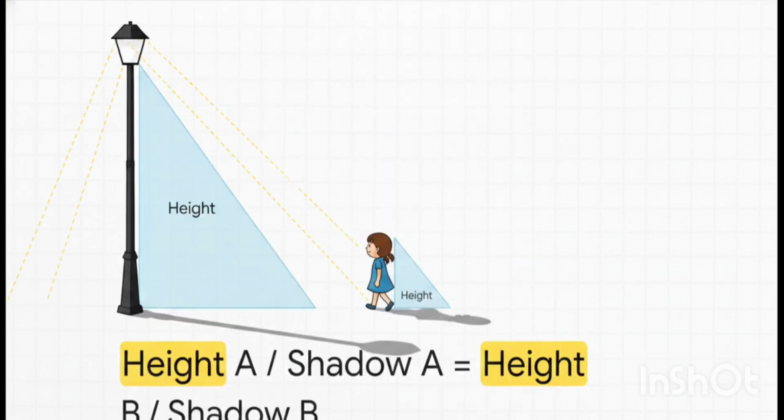Because here is the truly brilliant part. The sun's rays hit the tall lamppost and the shorter girl at the exact same angle, and that means they naturally form two similar right-angled triangles. You have one massive triangle for the lamppost and one mini triangle for the girl. Because we already know they're similar, we just set up a super simple fraction. The height of the lamppost divided by its shadow is going to equal the height of the girl divided by her shadow. You just match the ratios, multiply it out, and you instantly have your answer. I mean, it's practically a math superpower.